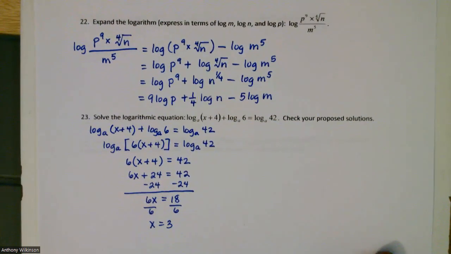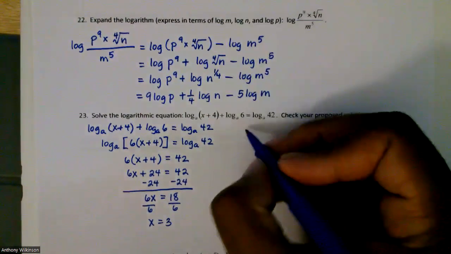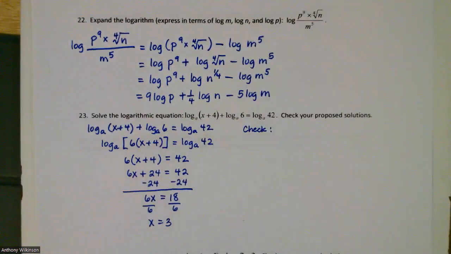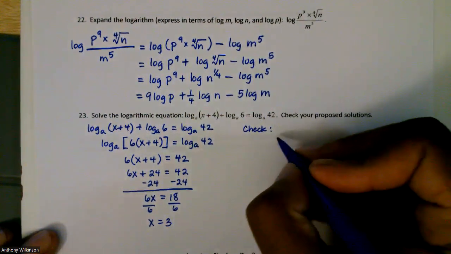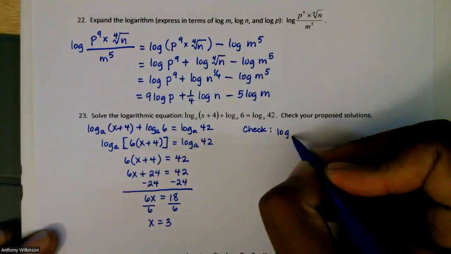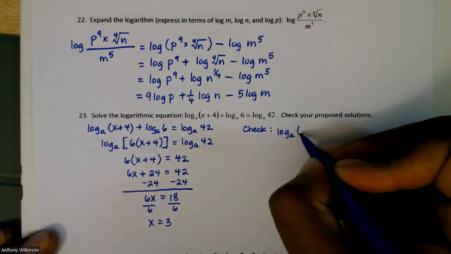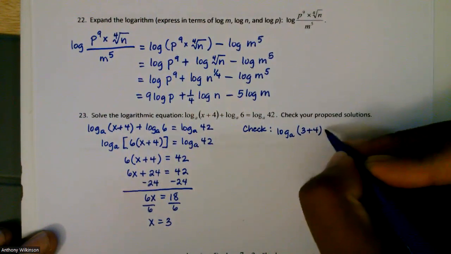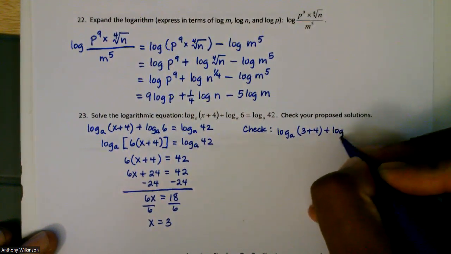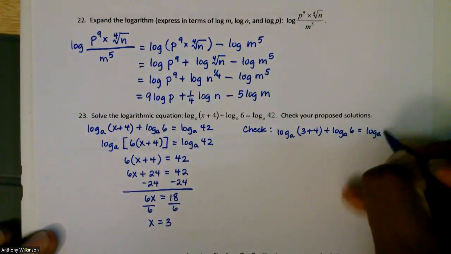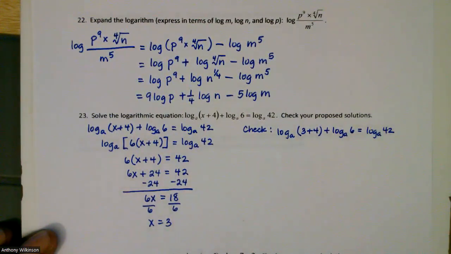It does say check your proposed solution. And the way we do the check is to take the original equation and replace the x with 3. So this is my original equation. Let's replace each x with 3. So I got log to the base a of x, which is 3, plus 4, plus log to the base a of 6 is equal to log to the base a of 42.